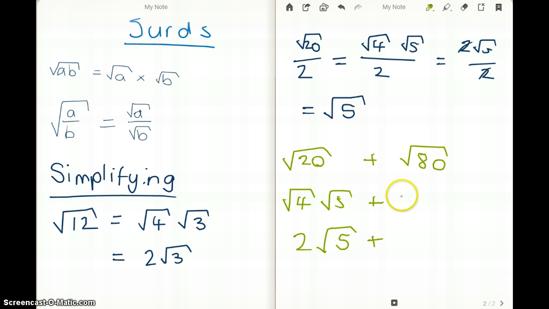80 divided by 5 is 16. Well, that's a square number. So let's write 80 as root 16 times root 5. And I know that root 16 is 4. So I've got 4 root 5. And 2 root 5 add 4 root 5 is 6 root 5's.